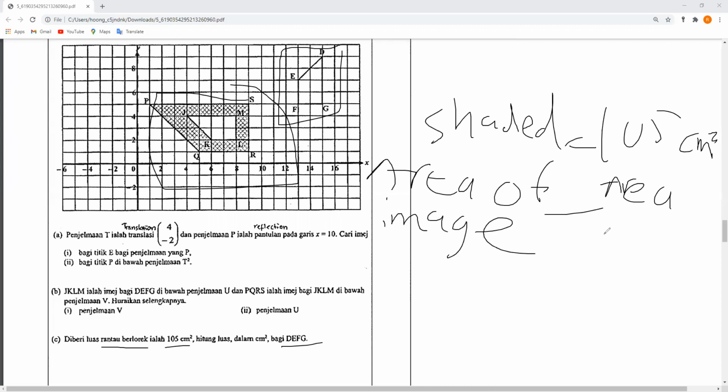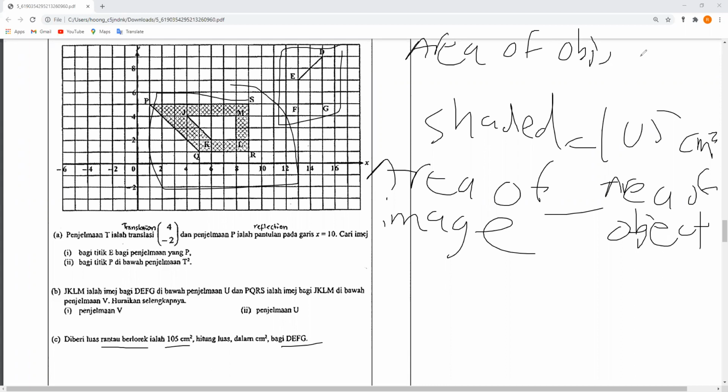Area of image minus area of object. So what is the area of image? There's a formula, as I told you already. It's k squared times the area of object. So we represent the area of object as x, so x times k squared. So we substitute it inside.